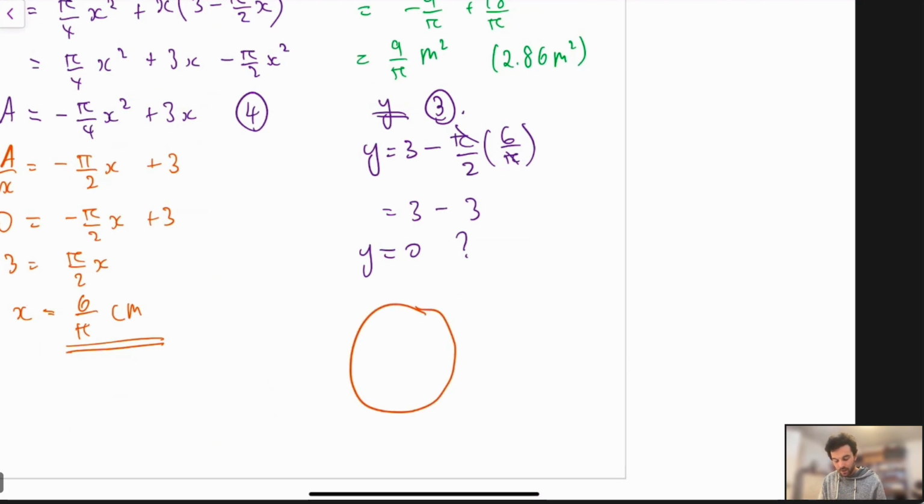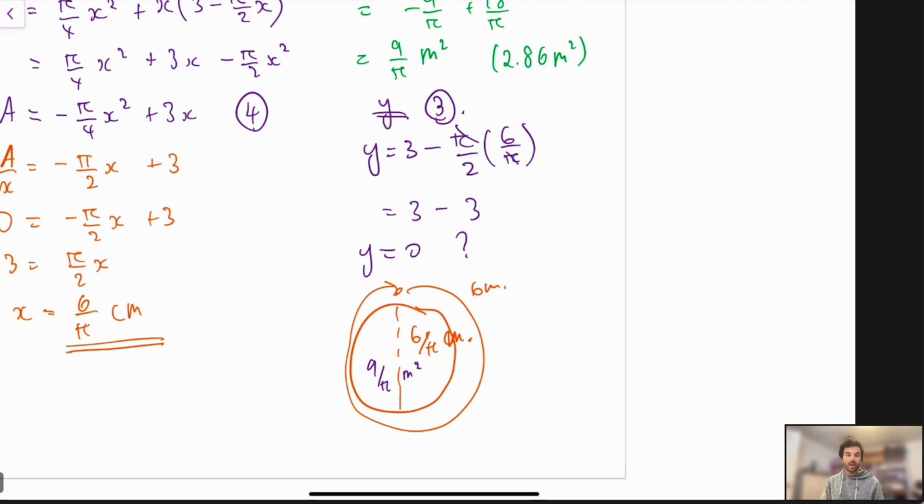Okay, so we've just made a circular garden bed because y is equal to 0, and the diameter of this thing is going to be 6 on pi meters. And that has a circumference of 6 meters of corrugated iron used, or steel I should say, and the area of this is 9 on pi meters squared.